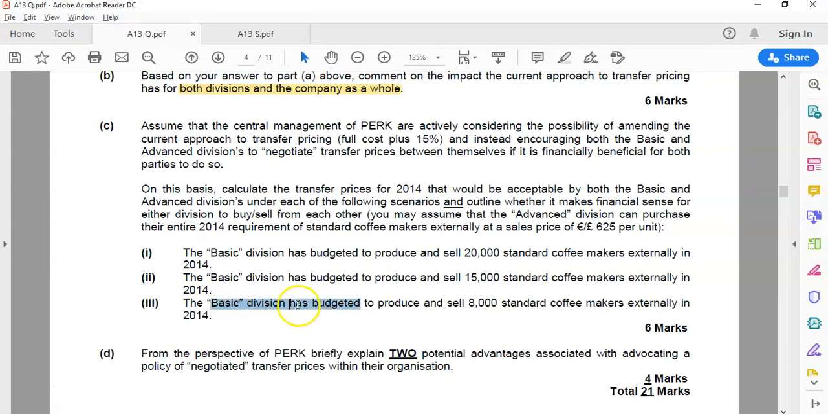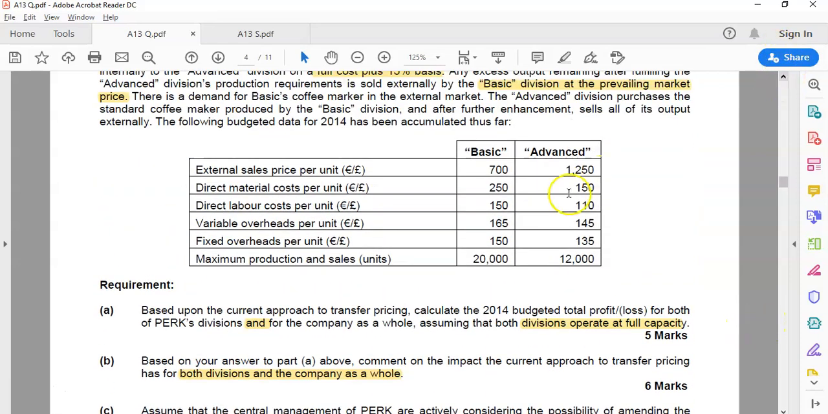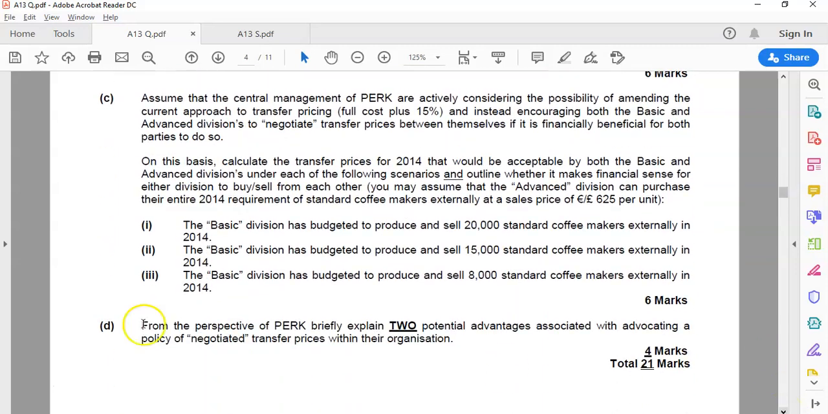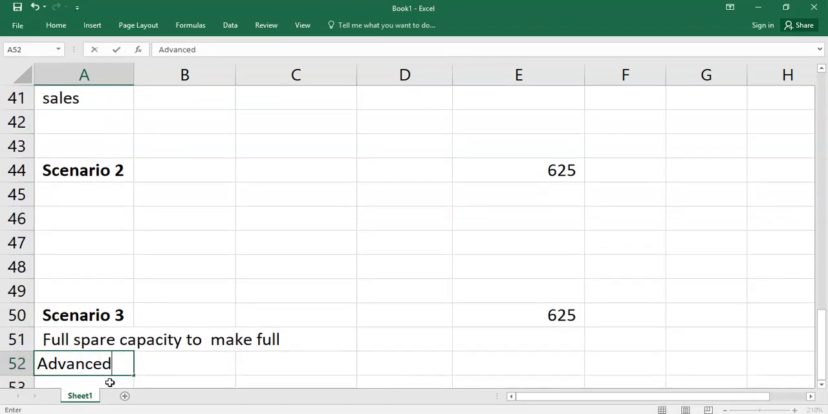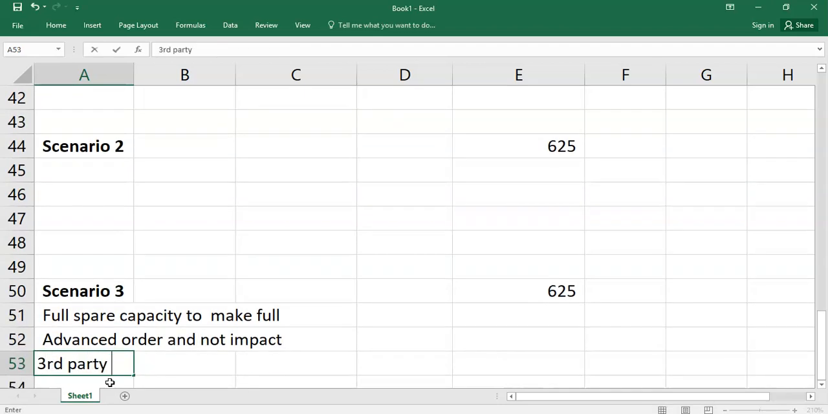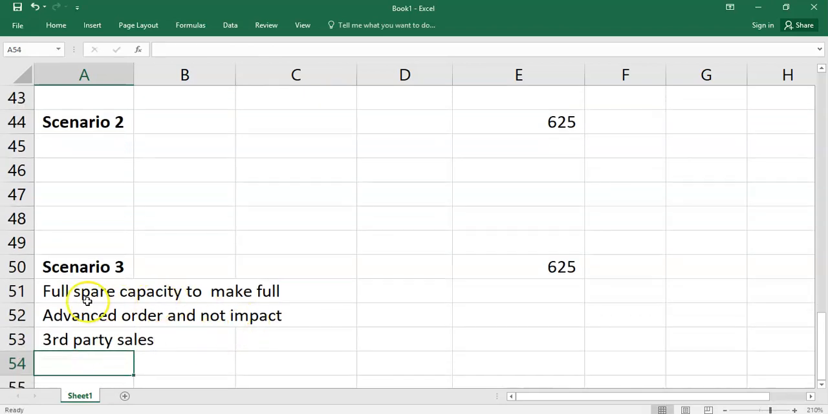So in scenario 3, Basic is only budgeting to produce and sell 8,000 coffee makers externally. So that means if they have a full capacity of 20,000, they have enough spare capacity to make the full Advanced order and not impact on their external sales. So scenario 3 is the opposite. They have full spare capacity to make the full Advanced order and not impact third-party sales. So what you're saying there is this order would not impact, they would not lose out on sales because they weren't going to make them anyway. They only had 8,000 budgeted.